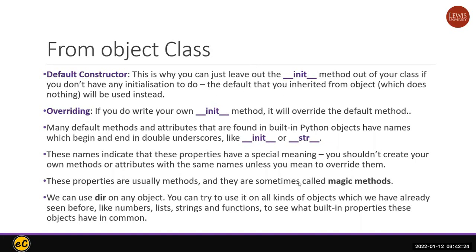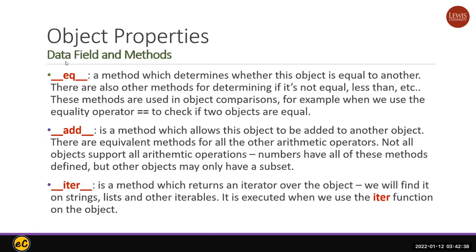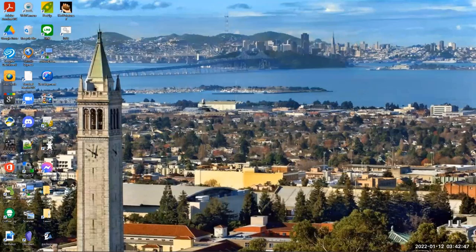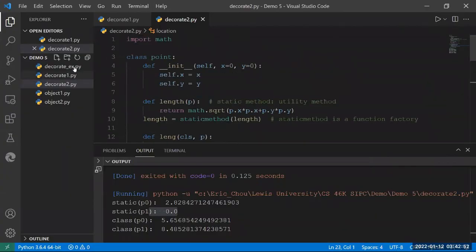In Java, it's a different case: you cannot inherit the constructor. Other properties you have are __init__ and __str__; __class__ returns your class information, and then you have __eq__, which overrides equals. Here we do have these different functions. We have a point, and we have these two classes.